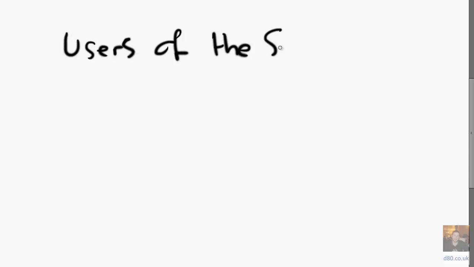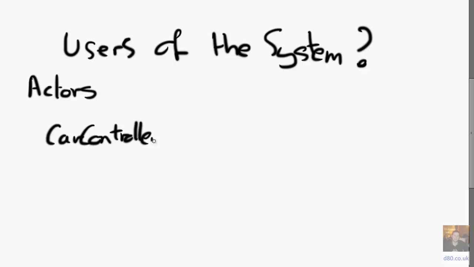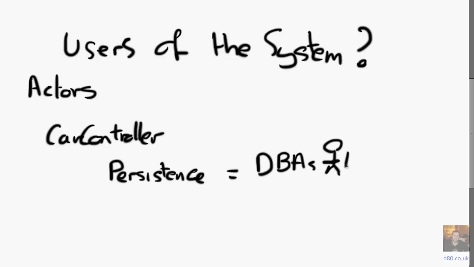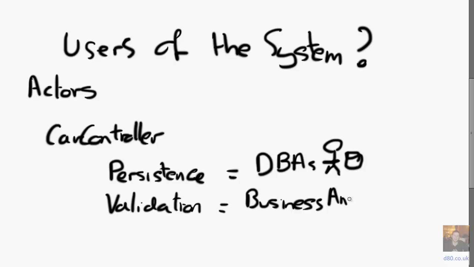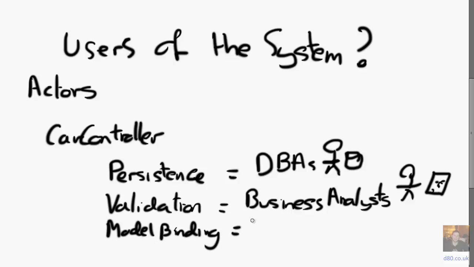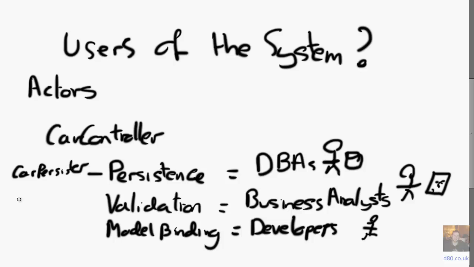So who are the users of the system? We often think about how to model the changes to a class. Okay, so we've got the persistence, that's the DBAs or the database concern. We've got validation, it's normally the business analysts, or it's the high level policy as Uncle Bob calls it. We've got the model binding, which is probably the developers perhaps, it's just like a little code thing for us. And that's our main users of our system. The persister, the validator, and the binding.